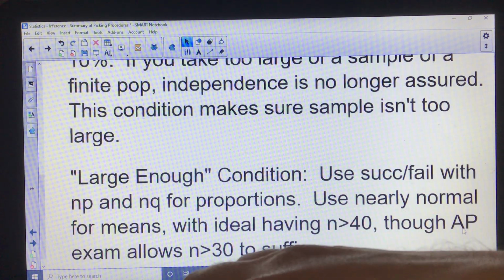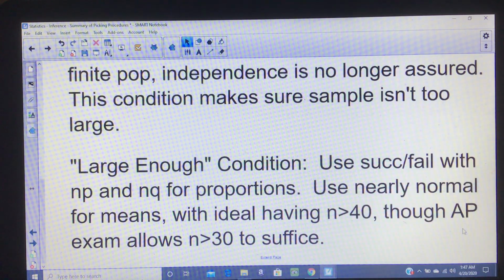And then the last set of conditions, named differently depending on which inference it is, but basically they're referred to in general as the large enough conditions.